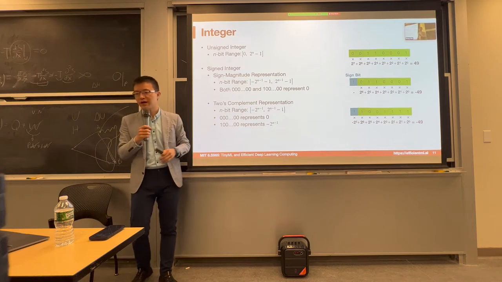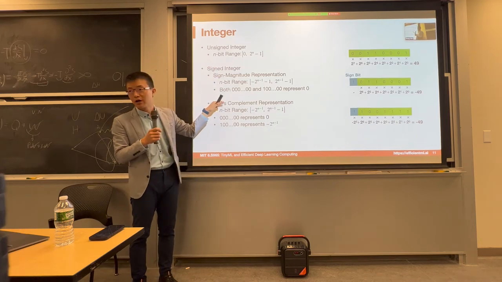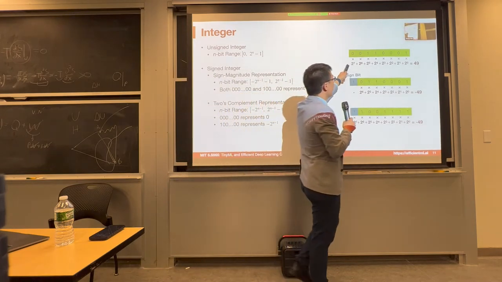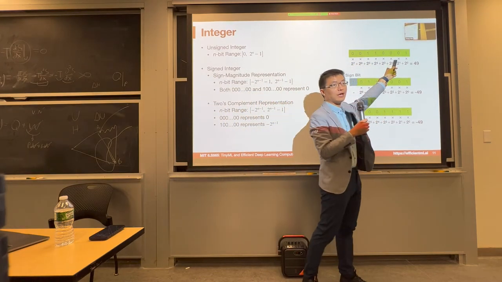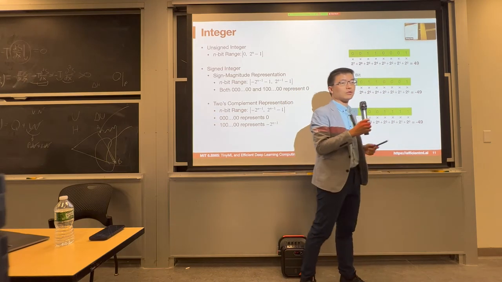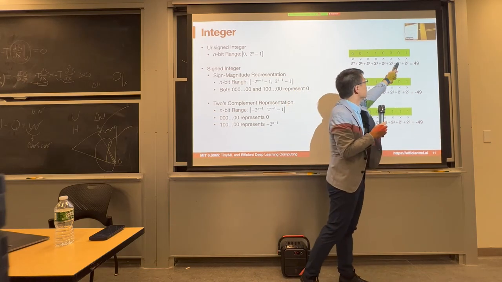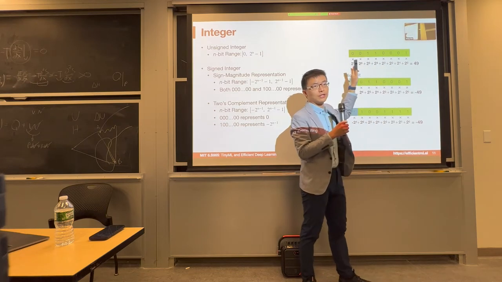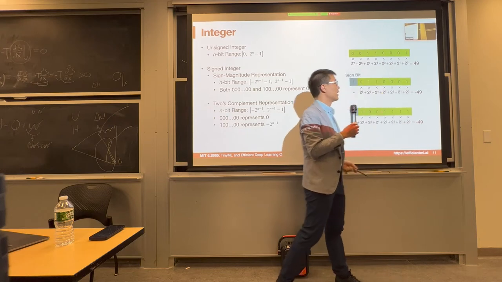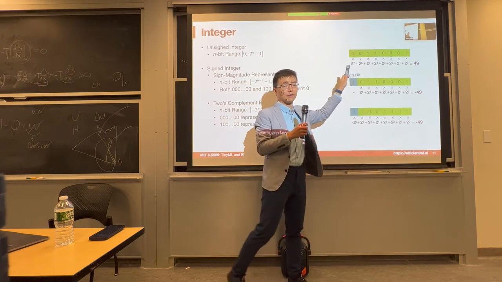You may be familiar with this: there are unsigned and also signed integers. This is a representation of an 8-bit unsigned integer. The lowest bit represents 1, then 2 to the power of 1, 2 to the power of 2, and so on. So you can calculate this number, which is 49.